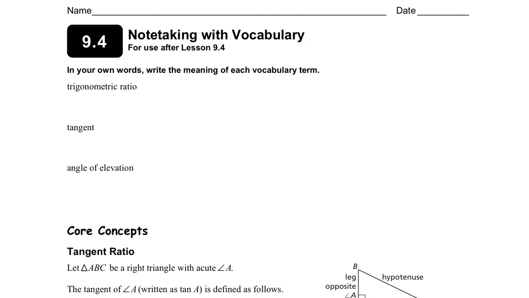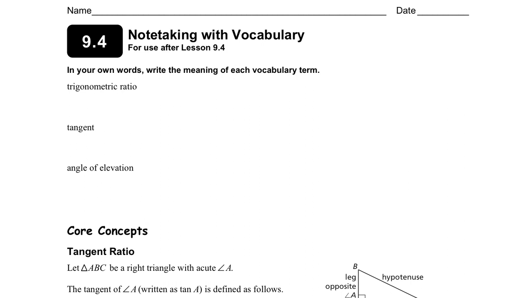Hey everyone, here's 9.4. We're going to talk about some trig ratios, specifically the one today called tangent. A trig ratio is just a ratio of two specific sides of a right triangle, and we are going to have special names for those ratios.